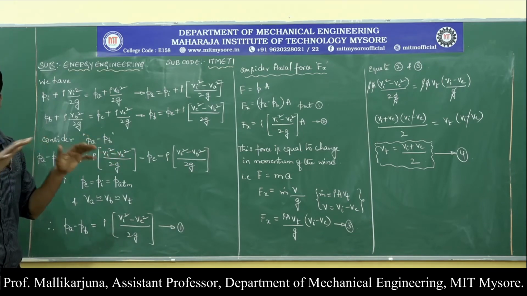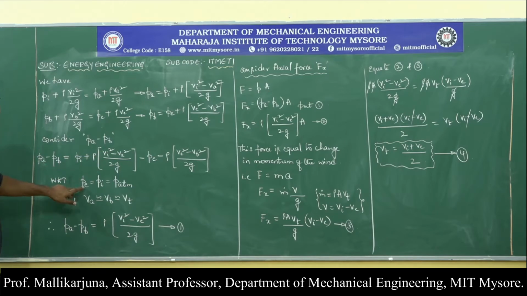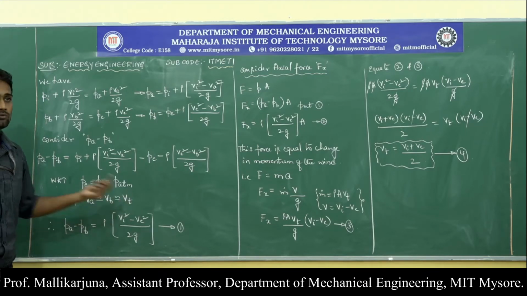I mean it is atmospheric pressure. So, because of that, Pe is equal to Pi, which is equal to P atmospheric. All these terms are the same. And if I look at the velocity, Va is almost equal to Vb, which is almost equal to Vt.